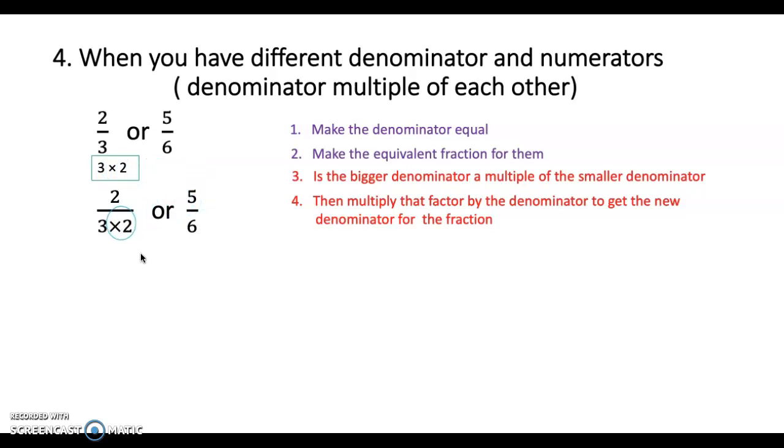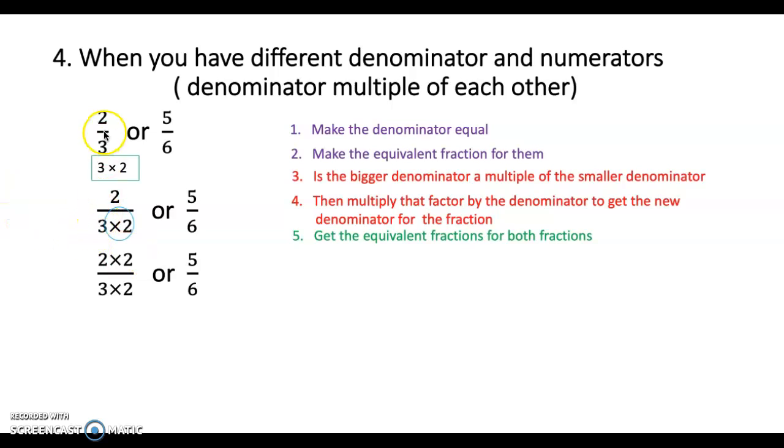Now get the equivalent fraction for both. We got the equivalent fraction for this fraction by multiplying numerator and denominator by the same number, right? We don't have to change this one because it already has the denominator 6. Now we have the equivalent fractions, the complete ones here: 4 over 6 and 5 over 6.